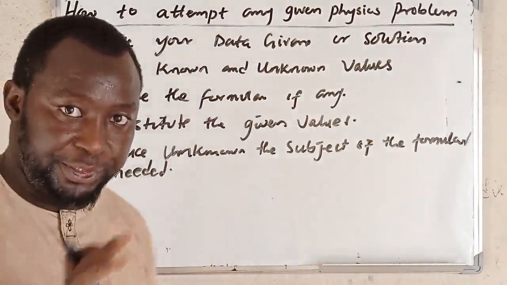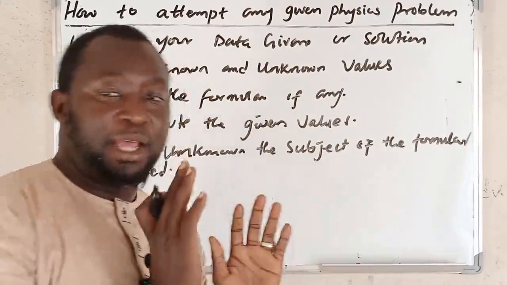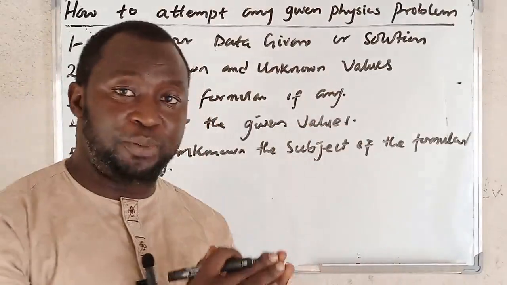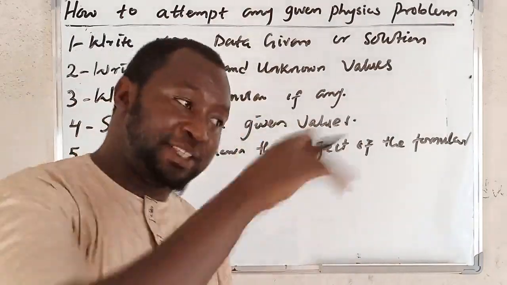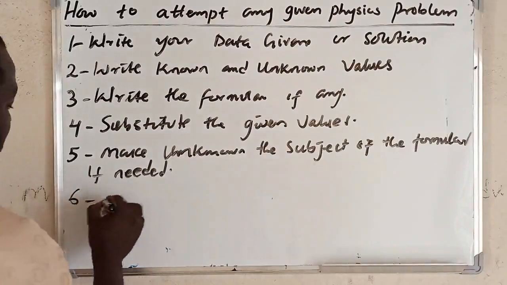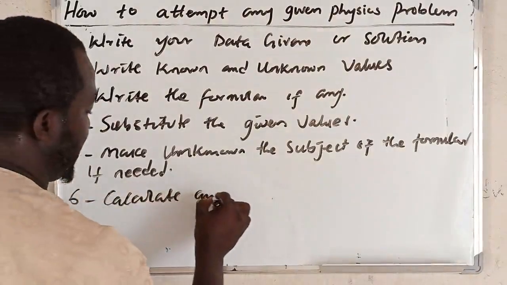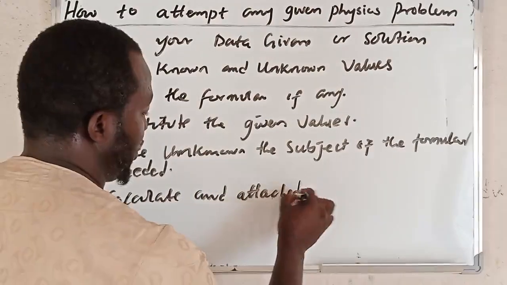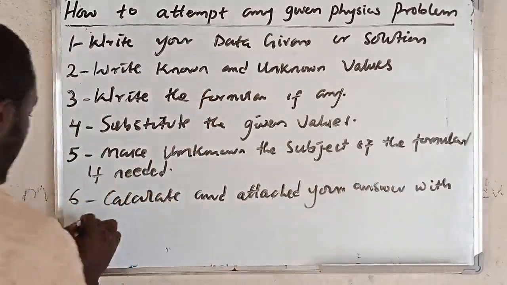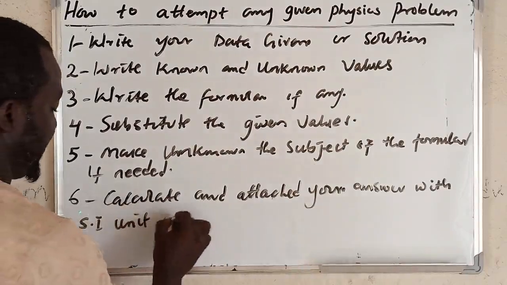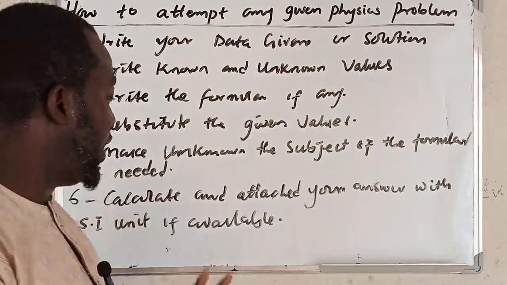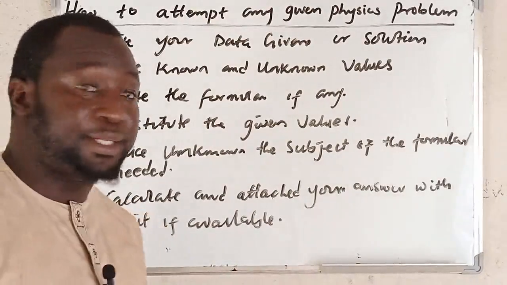Why? Because in some of the questions, that unknown value is already the subject of the formula. But in the case you realize that the unknown value is not the subject of the formula, you use mathematical criteria and make that unknown value the subject of the formula. Then number six, calculate and attach your answer with the SI unit if available. Then step six, calculate and attach your answer with the SI unit if needed.